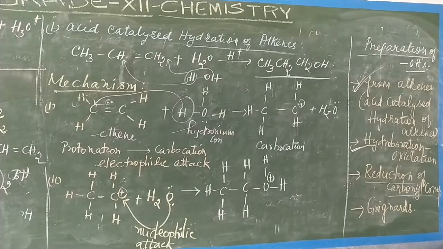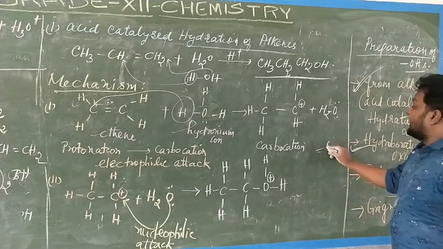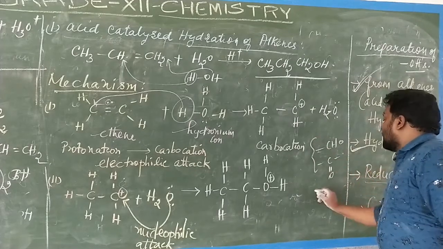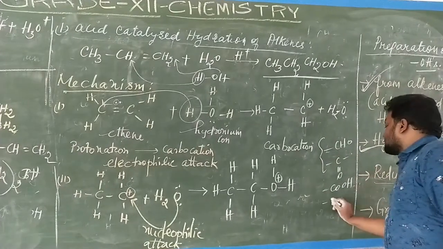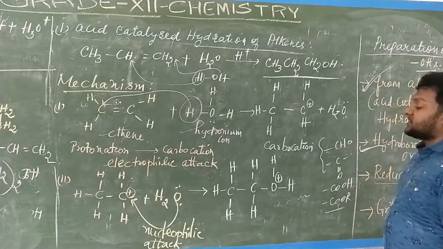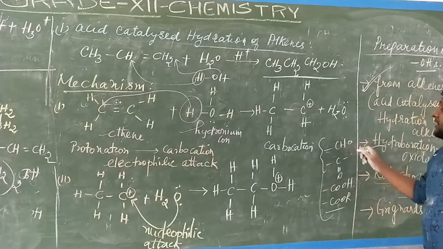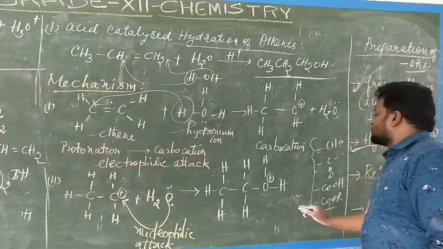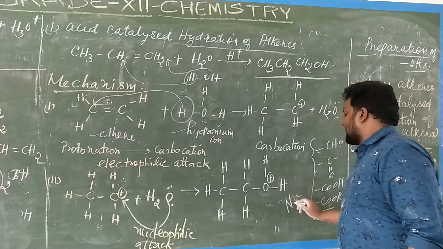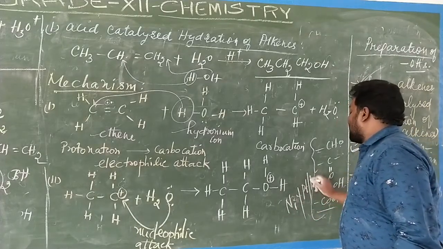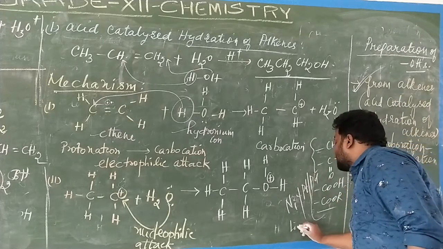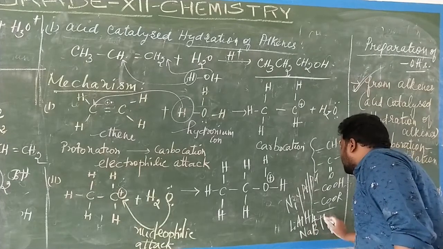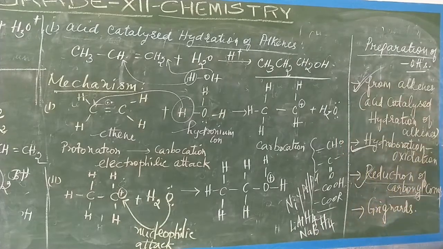Reduction of carbonyl compounds. Carbonyl compounds are nothing but aldehydes and ketones. This is the carbonyl. That is carboxylic acid, then ester, the COO bond, esterification. So we can reduce aldehydes, ketones, carboxylic acid, and ester in the presence of finely powdered nickel as a catalyst, platinum as a catalyst, or palladium as a catalyst. Or otherwise the reagent will be lithium aluminium hydride, or sodium borohydride can be used. So this is for the reaction.